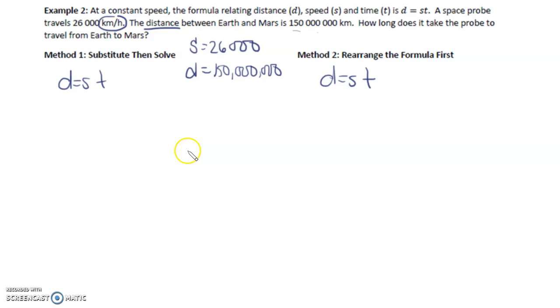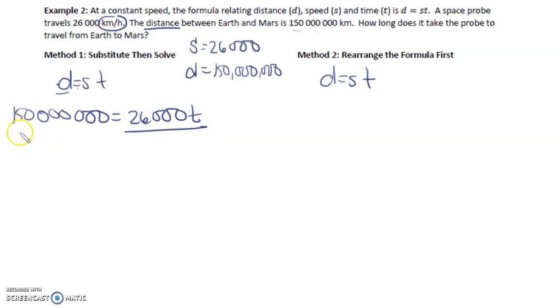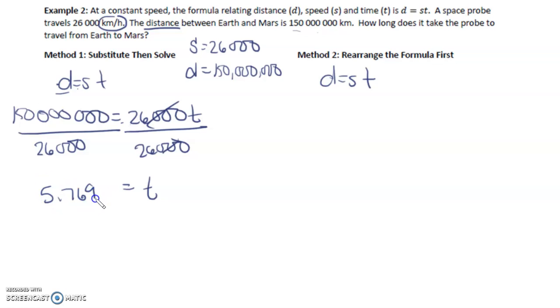So there's two ways of doing this. Okay, the first way is to substitute first and then solve. So d equals st, we would substitute the 150,000,000 in for d, the 26,000 in for s, and then put a t on that. So therefore, we would divide both sides by this 26,000 to get t alone. Okay, and we get t equals 5.769 hours. Actually, I don't want to put the h in there because then it's going to look like a variable.